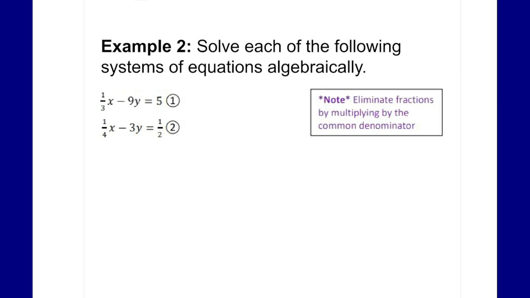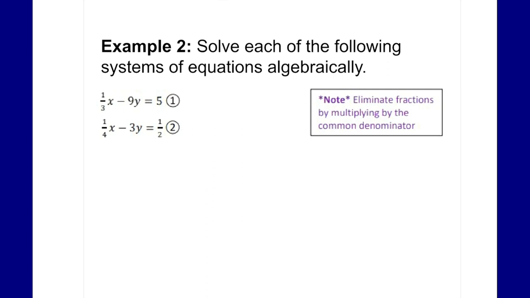Right, so one thing to note, when we're dealing with fractions, eliminate the fractions by multiplying by a common denominator. So we want to multiply by a common denominator, or depending on the fraction, just multiply each one by its denominator. Get rid of the fractions first and then worry about finding a common variable later.